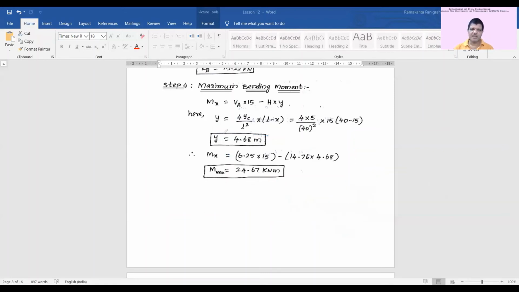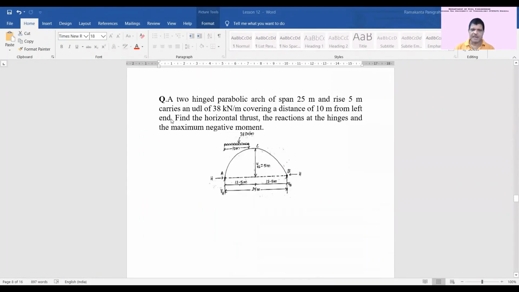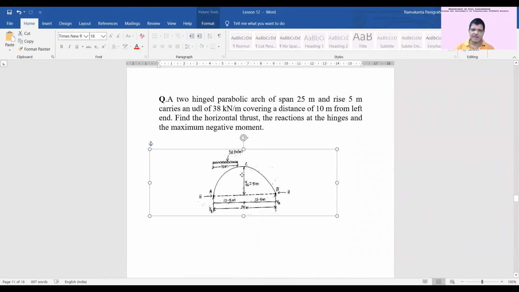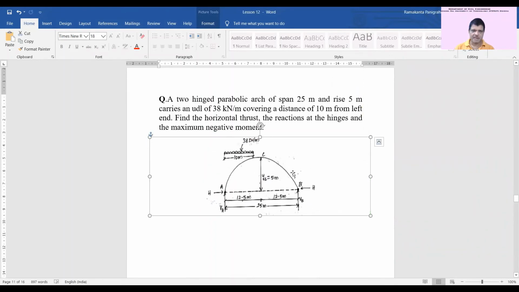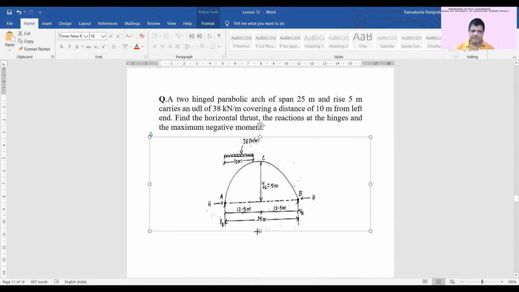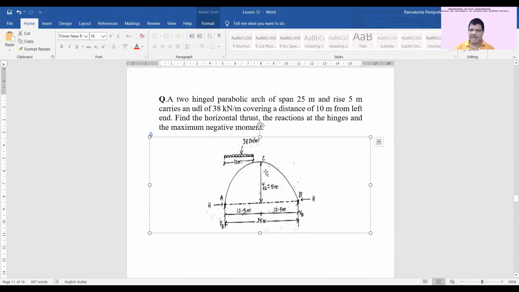Let us go to another problem with the UDL less than half the span. Okay. Now the next problem here you can see. In the next problem, we can see what is given. So this is a two-hinged parabolic arch. Span is 25 meter. Rise is given 5 meter. And now this UDL is given 38 kilonewton per meter, and the span is 10 meter. So this UDL is less than half of the span.